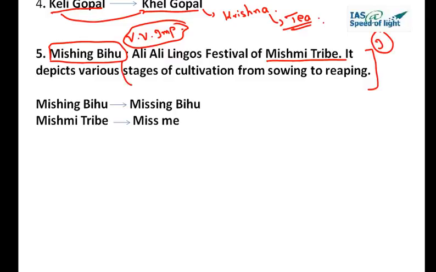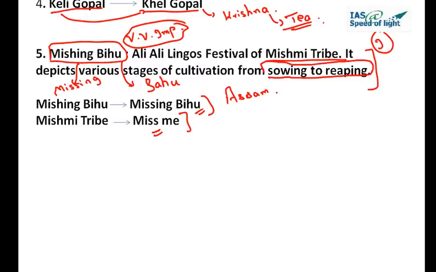Bihu, we already have an image, Bahu, daughter-in-law, and Mishing becomes missing. Okay, missing Bahu, and the Mishing tribe becomes Miss Me. Okay, you miss me, Miss Me tribe. So now we have pictures, Miss Me, Missing Bahu, and the festival of Assam, and it depicts various stages of cultivation from sowing to reaping. So you can take a break, link these images according to you, whatever you find convenient, and let it be there in your mind.